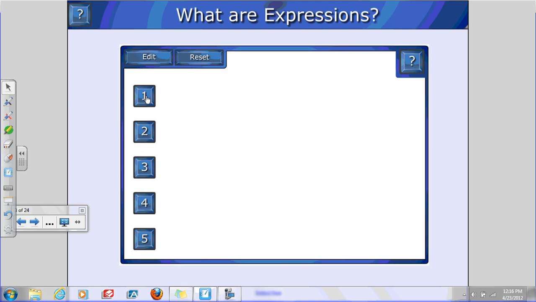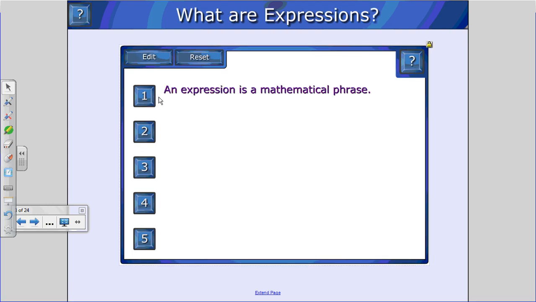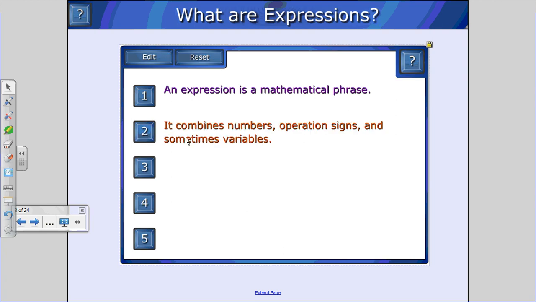Let's look at some different ways to describe expressions. An expression is a mathematical phrase. It's kind of like what you do in English, but with numbers instead. It combines numbers, operation signs, and sometimes variables. We'll learn about variables in a minute. You've seen some expressions with numbers and operations. There's not an equal sign included, so an expression does not have an equal sign.